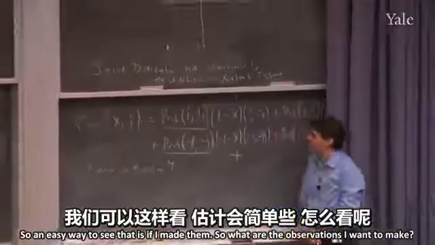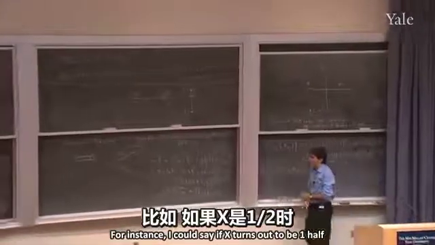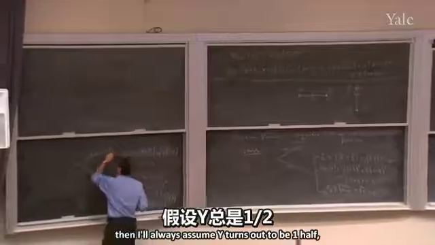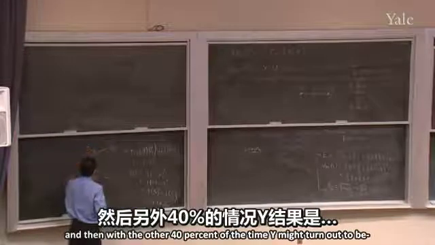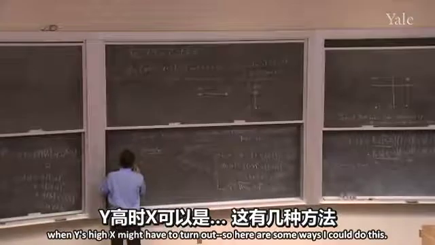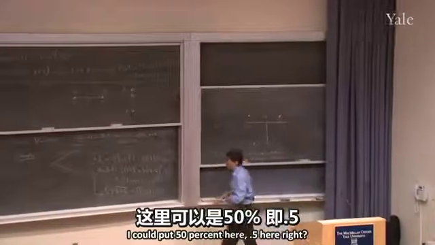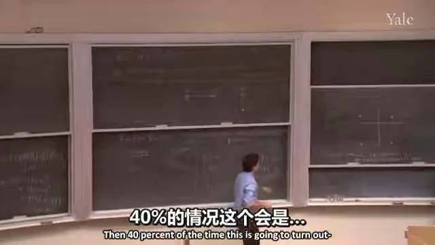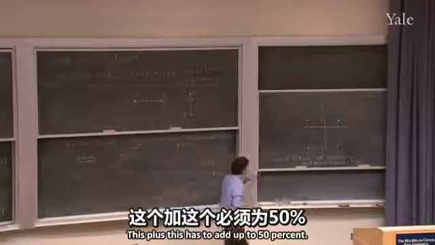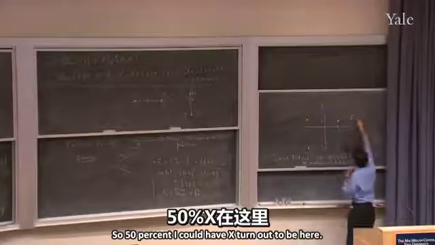So the distribution now, okay, so what are the observations I want to make? For instance, I could say if x turns out to be a half, then I'll always assume y turns out to be a half. Okay? And then with the other 40% of the time, y might turn out to be, when y is high, x might have to turn out to, so here are some ways I could do this. I could put 50% here, 0.5 here, right? So 50%, then 40% of the time, this is going to turn out, okay, so I have a 0.5 here. Okay, then what could I do with the rest of this? This plus this has to add up to 50%. Okay, and so 50%, I could have x turn out to be here.